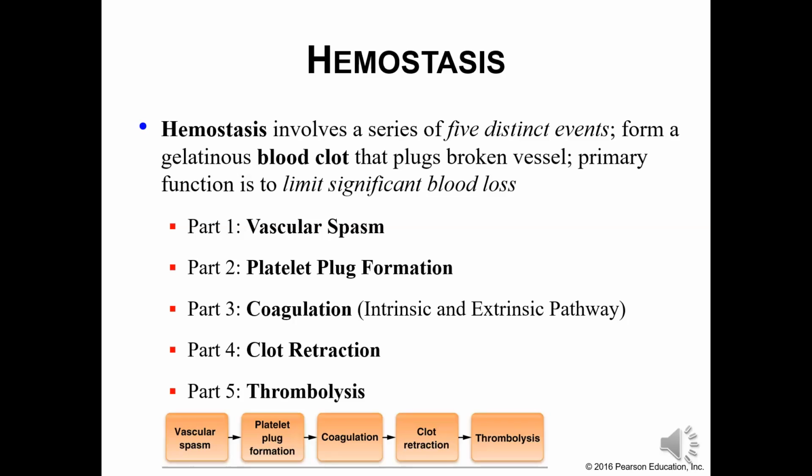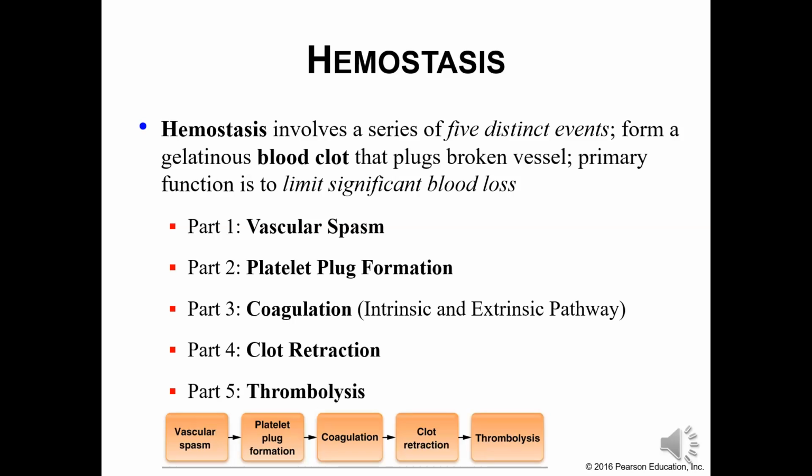Hemostasis, controlling bleeding or blood control when a vessel is injured. As we're going to see, there's 5 parts, 5 stages of hemostasis, 5 distinct events. First, they form a gelatinous blood clot that then plugs the broken vessel, but the main function of hemostasis is to limit any significant blood loss from an injured blood vessel.